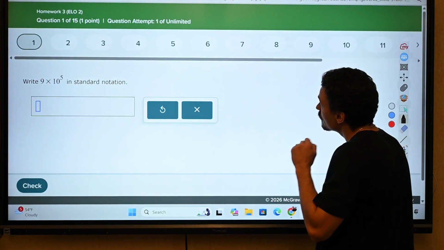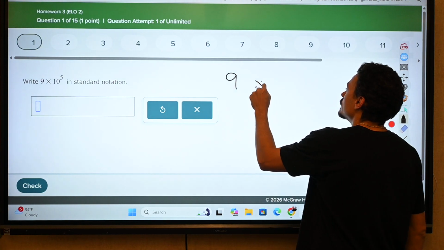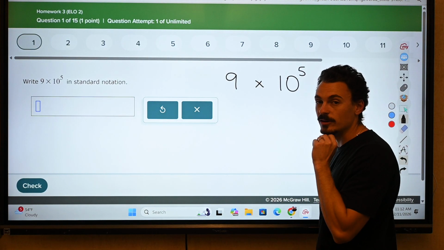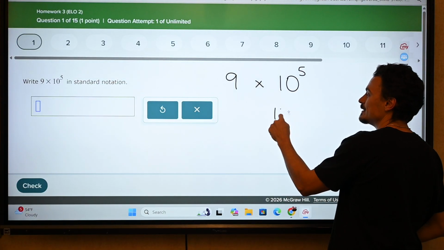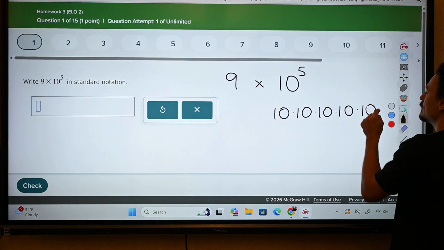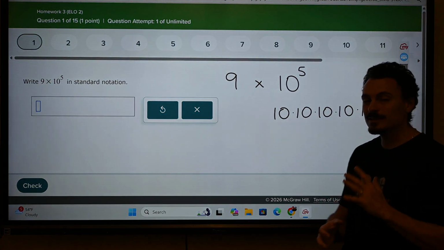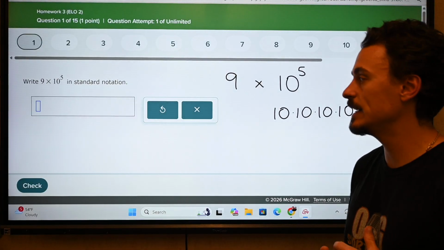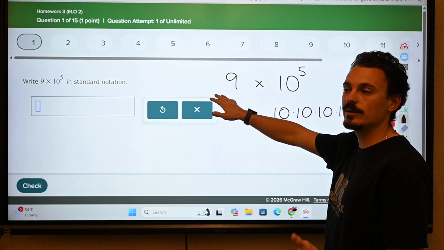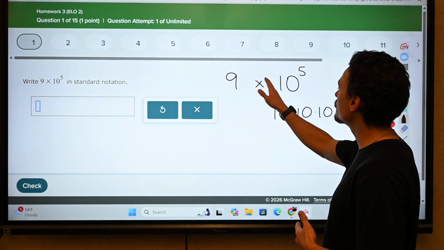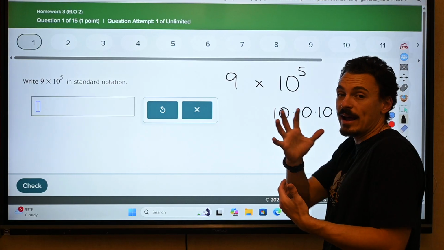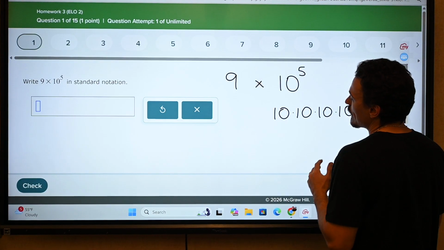All right, so I want to write 9 times 10 to the 5th in standard notation. 10 to the 5th is just 10 times 10 times 10 times 10 times 10. So this is what scientific notation is: you're taking this first number, which is 9 in this case. Every question is going to be different, and you're going to multiply that by a magnitude of tens. Here I'm doing 5 tens.